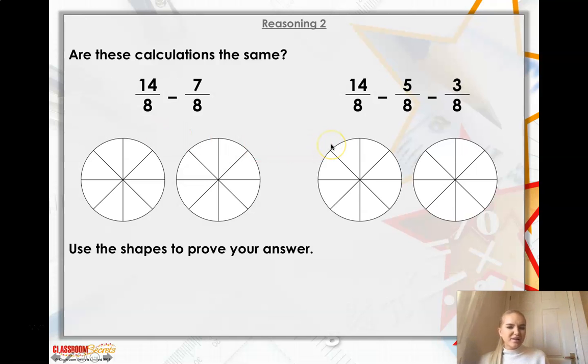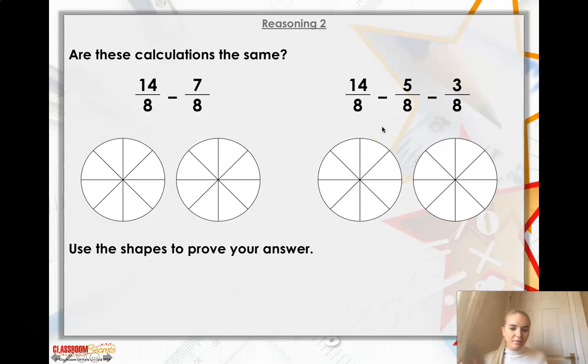Now, to work out if these calculations are the same, we need to work out the answer to this question. 14/8 subtract 5/8 subtract 3/8. Can you work that out? Pause the video and have a go. Okay, let's take this one step at a time. 14/8 subtract 5/8. What's that? That's right, 9/8. And what is 9/8 subtract 3/8? 6/8. So this answer is 7/8 and this answer is 6/8.